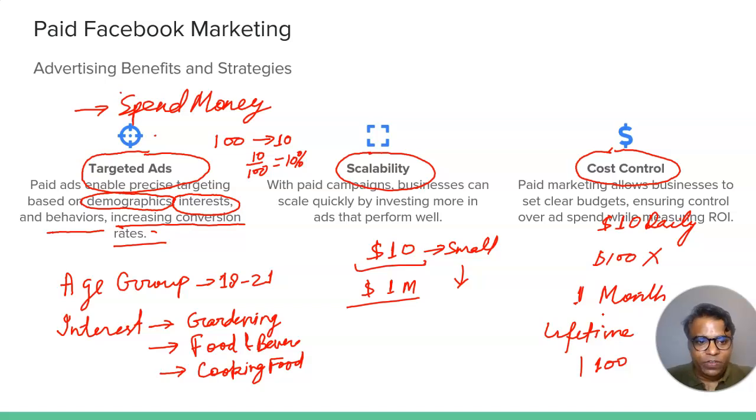So, we saw in this slide that paid Facebook marketing has a lot of benefits. The first benefit is that it allows you to reach more people, which you could not get in organic. You will make some post in organic, it will reach 10 people, but what do you do after that? So at some point in time, if you want to go big, you will have to come to paid Facebook marketing.